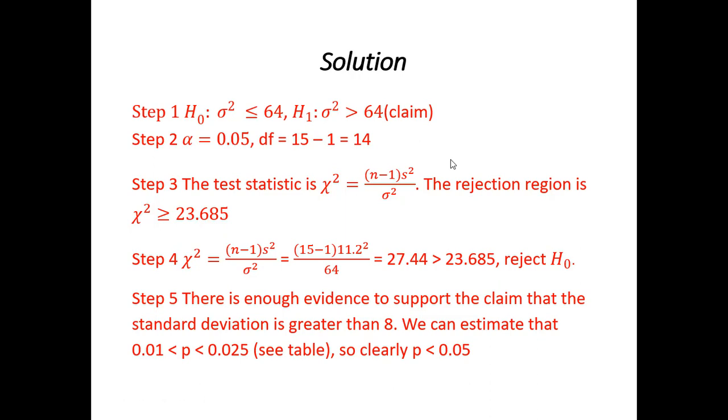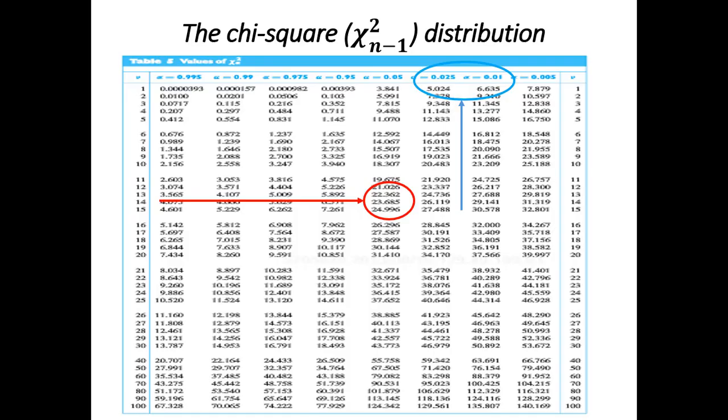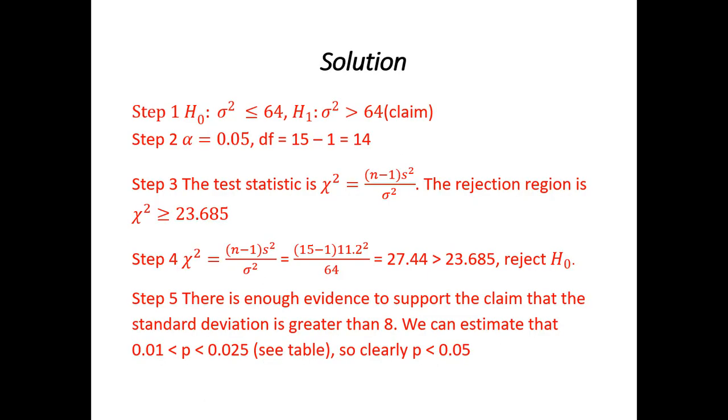Now our test statistic, chi-square, is n minus 1 times the sample variance divided by the population variance. The rejection region is a chi-square greater than or equal to 23.685. Let's check that out. You can see over here, if we use this chi-square table, we need to find the value that leaves 0.05 on the right. Here we get, for 14 degrees of freedom, 23.685. So that's where this value comes from.